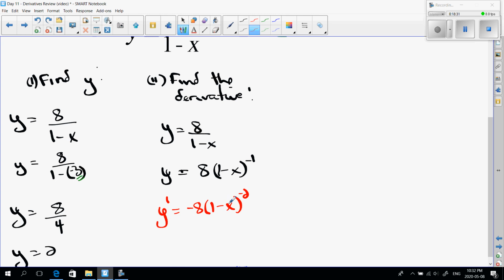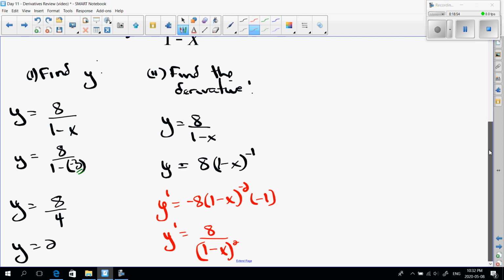So this is a chain rule question. Rather than using the quotient rule with this, I rewrote the function so I could use the chain rule. And the derivative of 1 would be 0. The derivative of negative 1x would be negative 1. When I simplify this, I get negative 8 times negative 1 gives me positive 8. And then I send the 1 minus x to the negative 2 to the bottom and make it a positive 2. So there's the derivative.